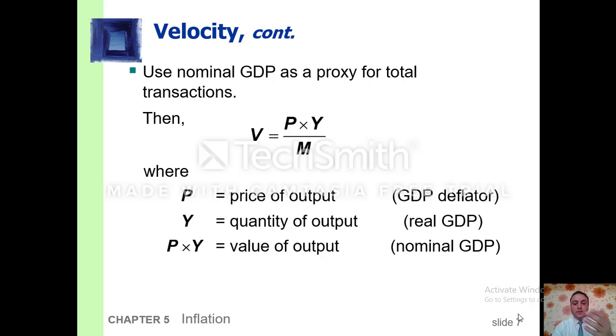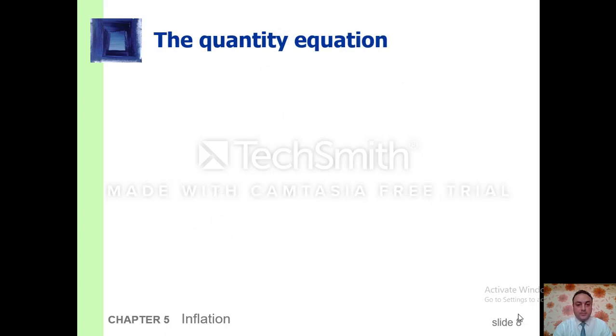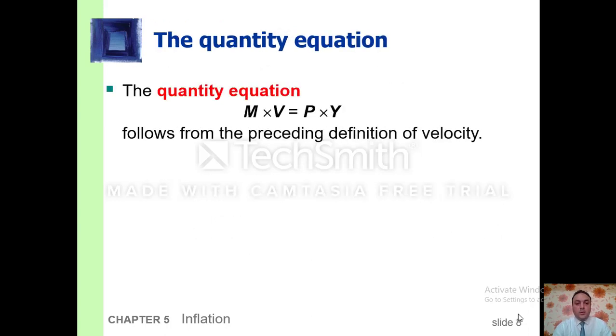Then we divide this value by the money supply available in the economy. We will find the velocity. So let's go to the quantity equation. Now we know all the variables in this equation. The quantity equation is the money supply multiplied by the velocity, M multiplied by V, equals, as we see now, the nominal GDP, or price multiplied by the output, or the quantity of the output.